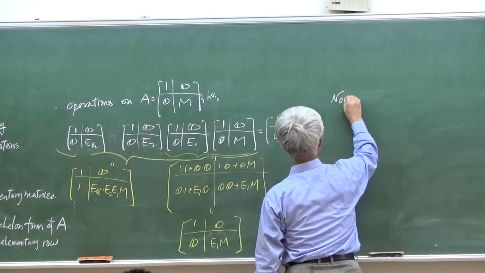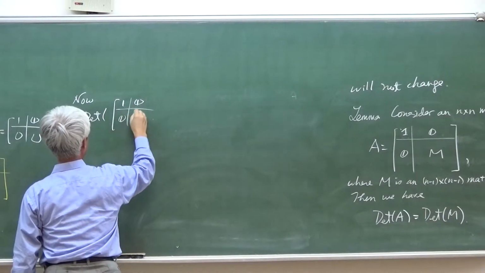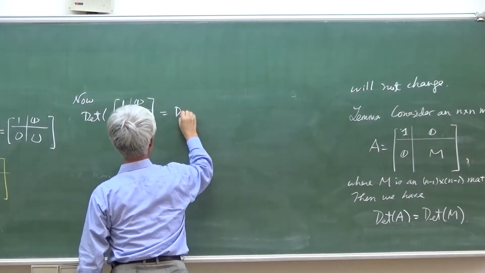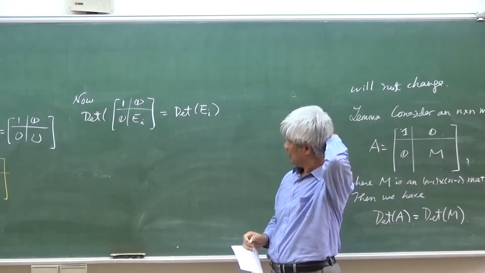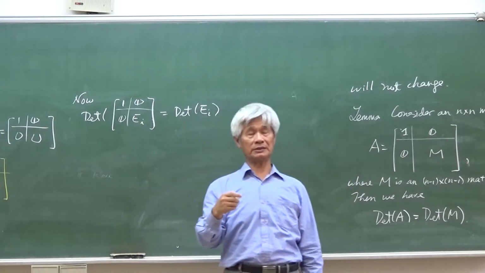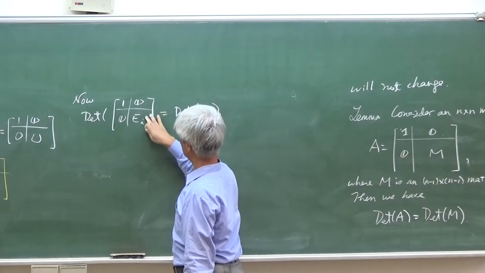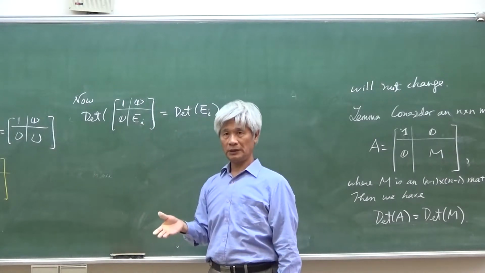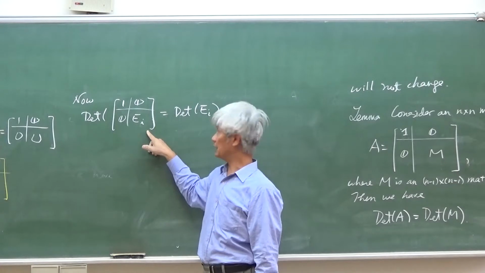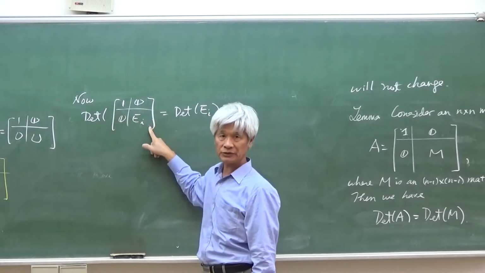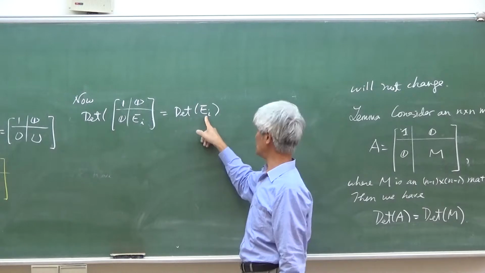Now, determinant of... why? Because when we have elementary matrices, if they are replacement elementary matrices, it's triangular. So when Ei is triangular, this is also triangular, right? And then the determinant is 1 times all the diagonal entries. And because this is 1, of course it's equal to the product of the diagonal entries.